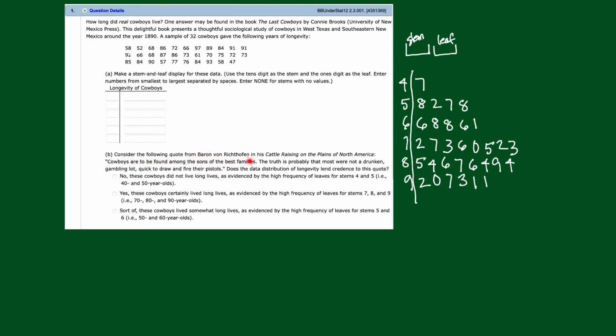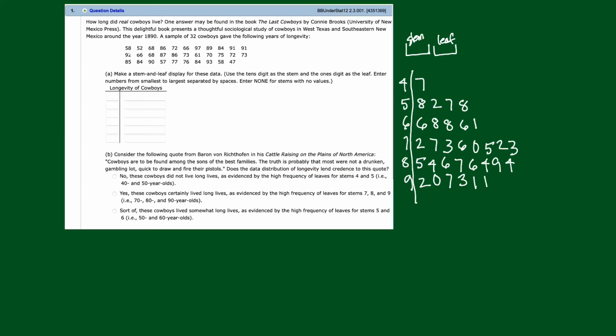Consider the following quote. Cowboys are found to be among the sons of the best families. The truth is probably that most were not a drunken gambling lot, quick to draw and fire their pistols. Does the data distribution of longevity lend credence to this quote?